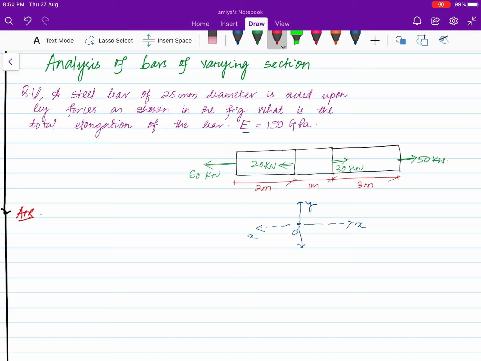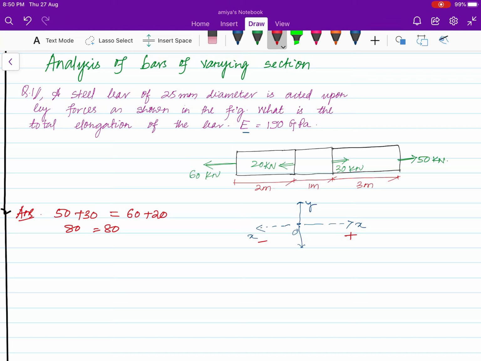Are the forces in equilibrium or not? For that we have to check that the forces acting in the positive x direction should be equal to the forces acting in the negative x direction. As you can see, 50 kilonewton plus 30 kilonewton is equal to 60 kilonewton plus 20 kilonewton. So 80 is equal to 80, and we can say that the forces are in equilibrium.